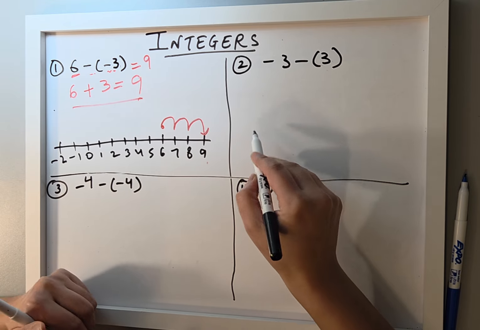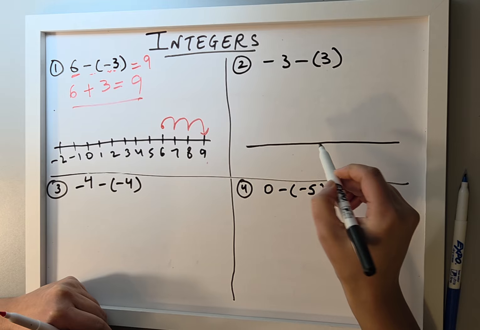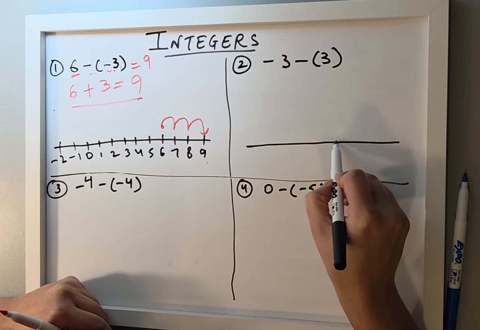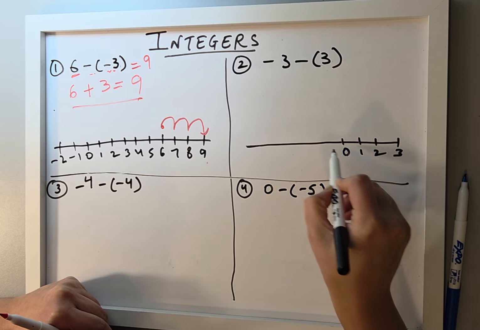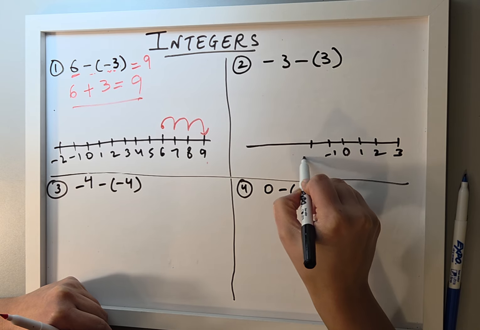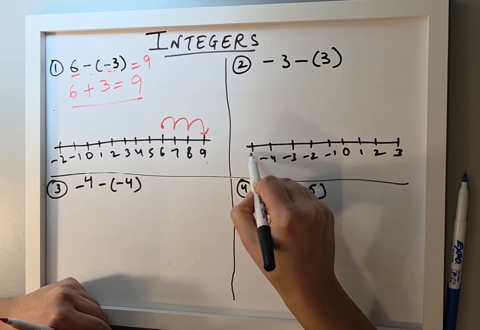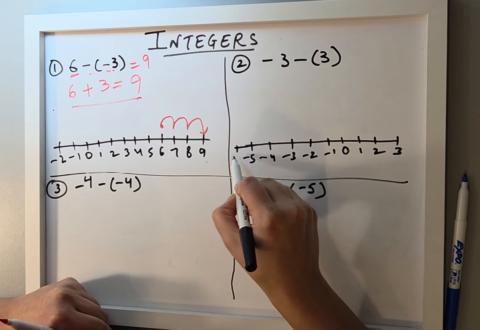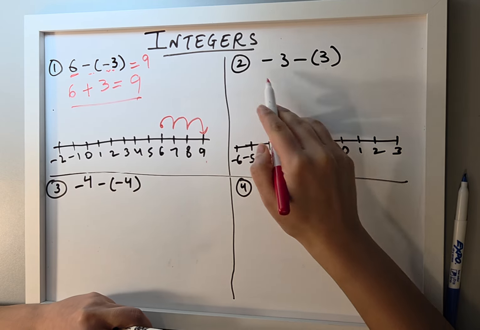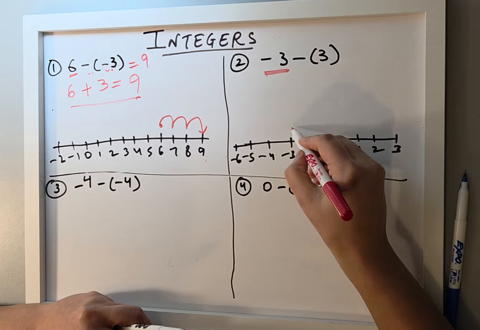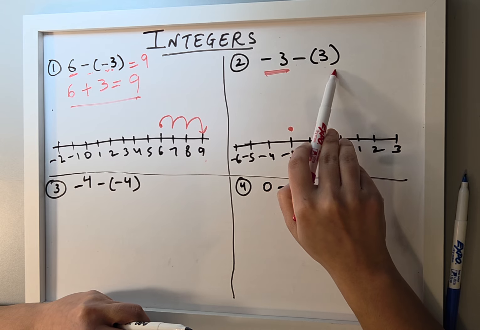Okay. Now let's look at the next question. Let me draw the number line. 0, 1, 2, 3, minus 1, minus 2, minus 3, minus 4, minus 5, and minus 6. Okay. So we are starting with, first number is minus 3. So we start here.